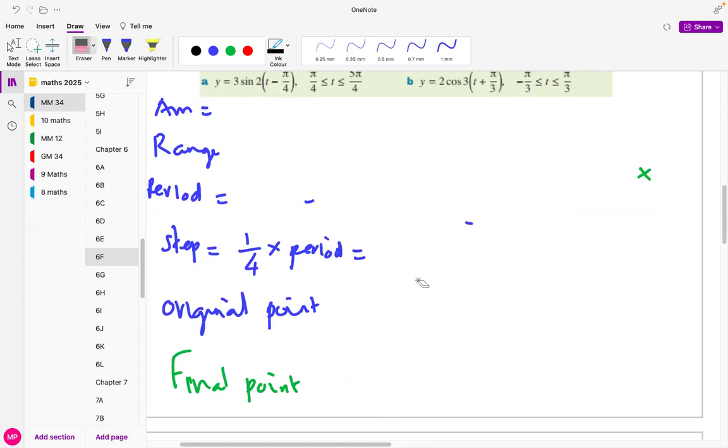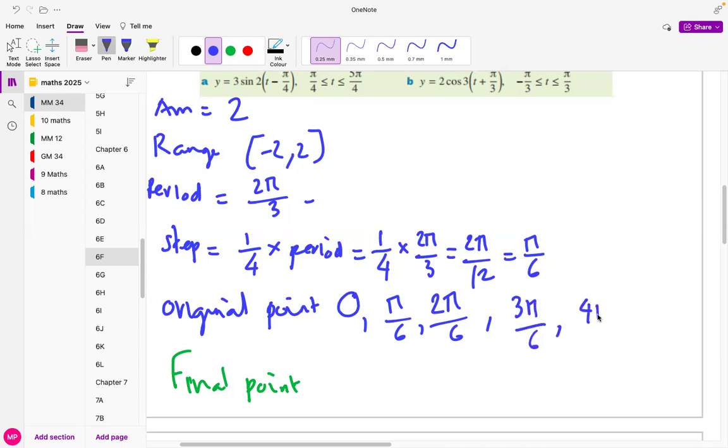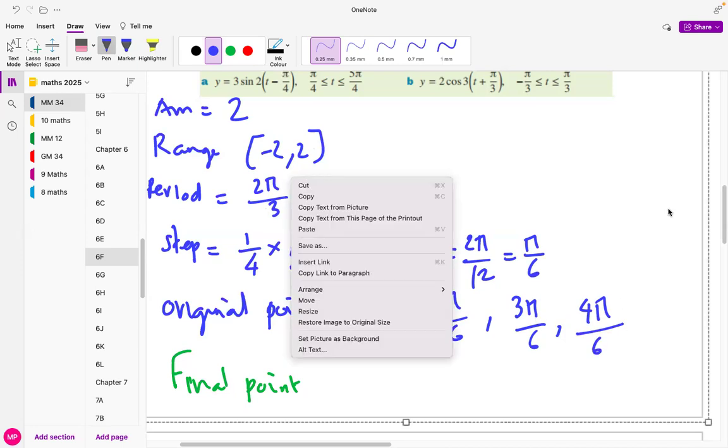All right, so what do we have? The amplitude for this equation will be 2. The range will be -2 to 2. The period is 2π/n, and n is 3. One step of a period, 1/4 of the period, is a quarter times 2π/3, which gives you 2π/12, which is π/6. So the original point is 0, π/6. And then you keep going, you just keep adding π/6 each time: 2π/6, 3π/6, 4π/6, and that's it. 4π/6 is 2π/3. That gives you the period.